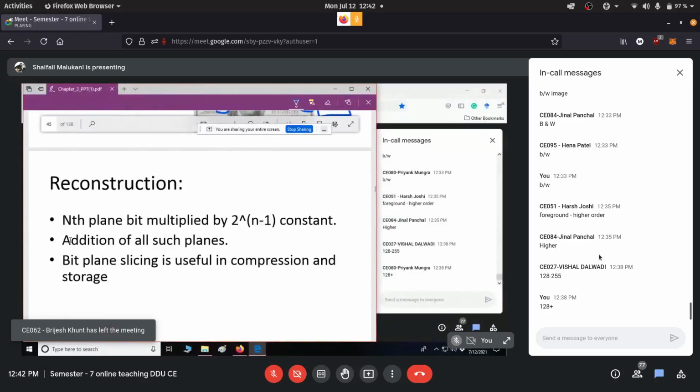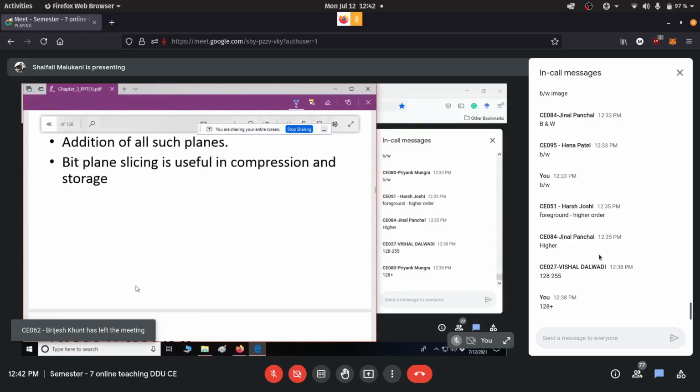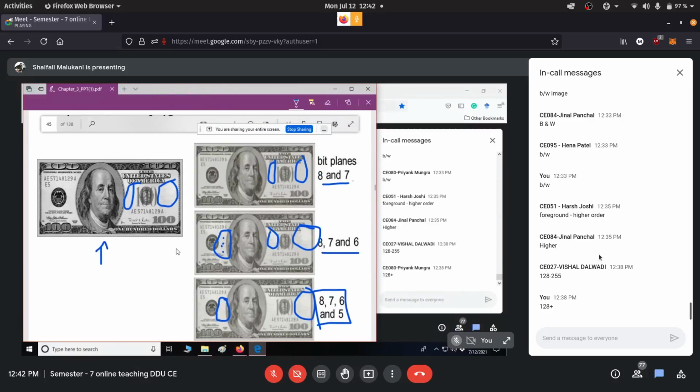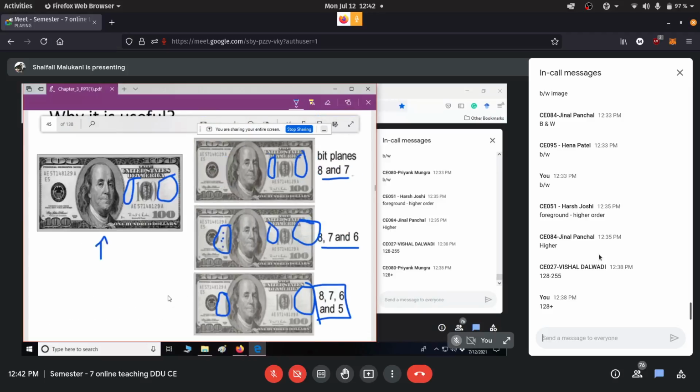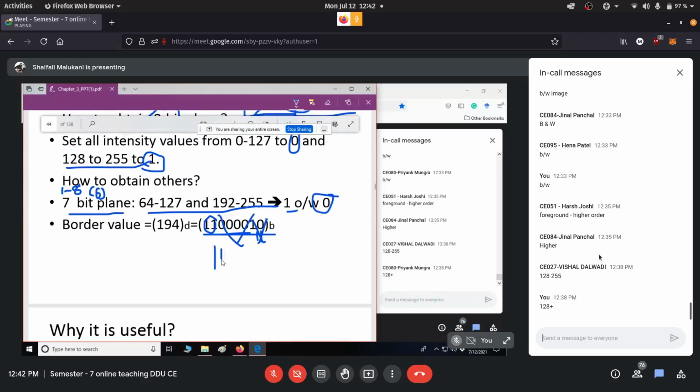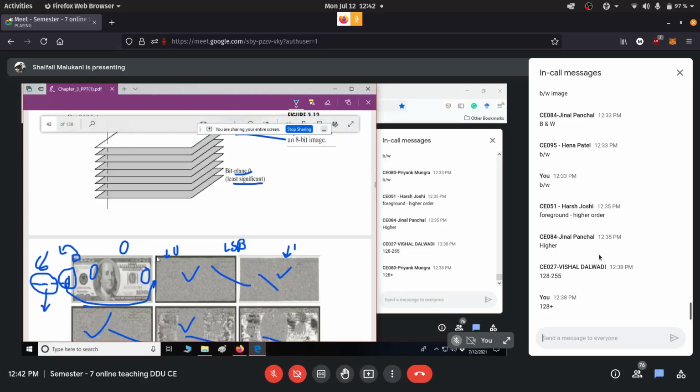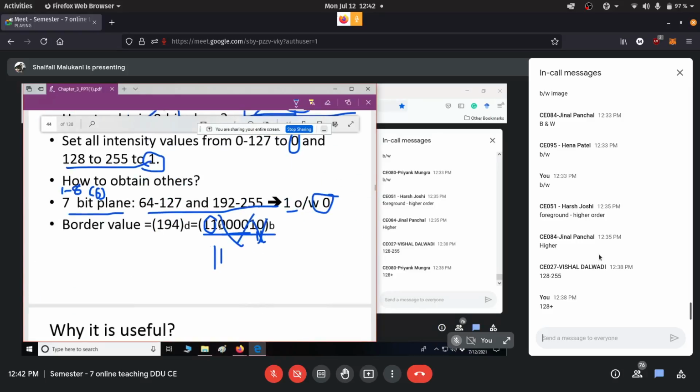So what is the use of bit plane slicing? Bit plane slicing is used in the compression part. If you want to compress, you are saving certain bits per pixel. So it is useful in compression and storage, right? Suppose I am storing this one only. So for this bit I have stored one, right? I'm not storing the rest of the bits, right?